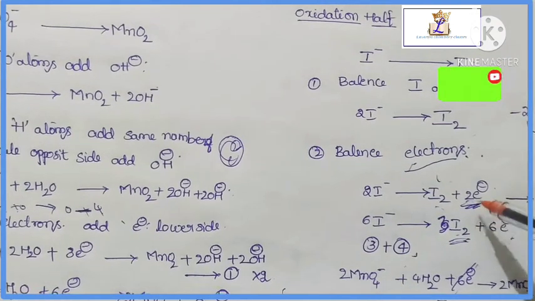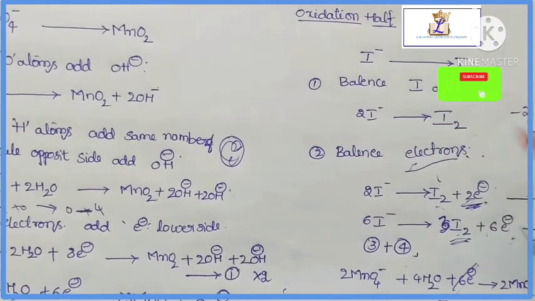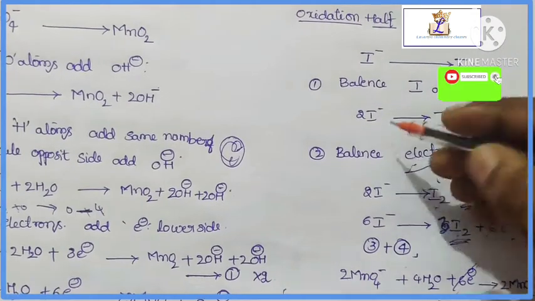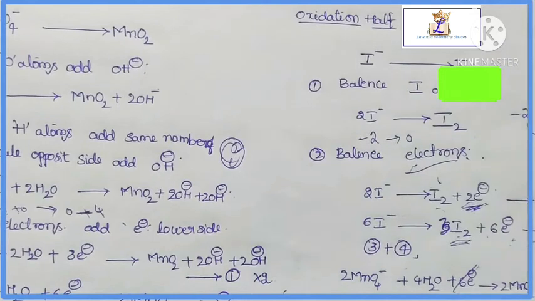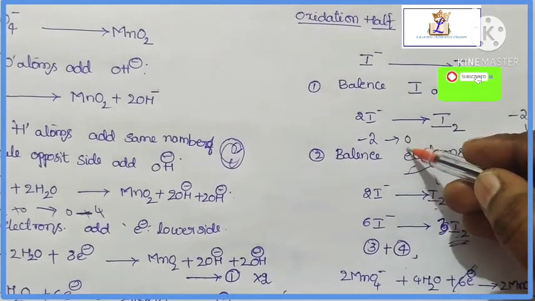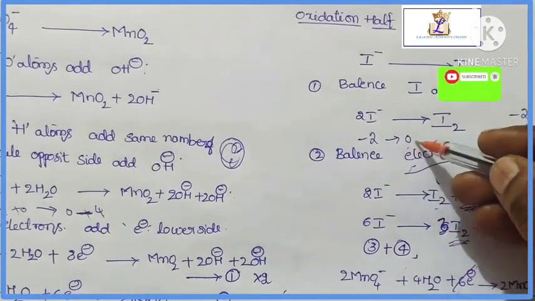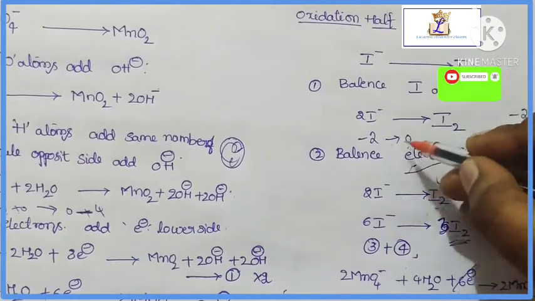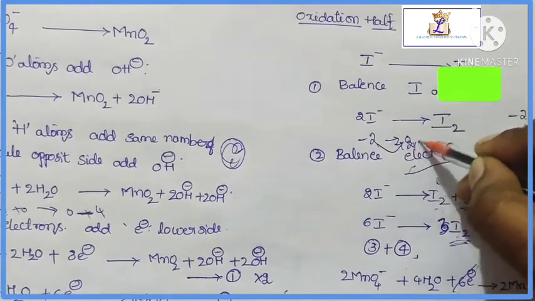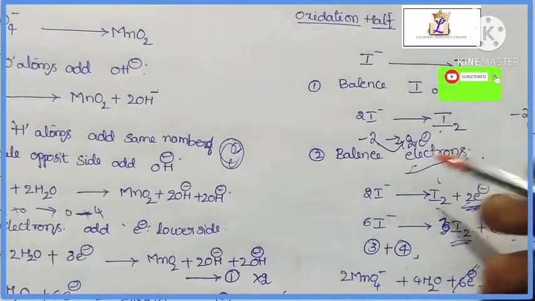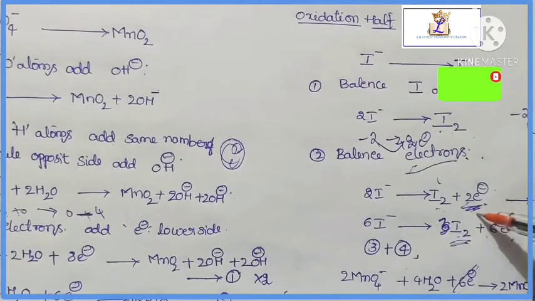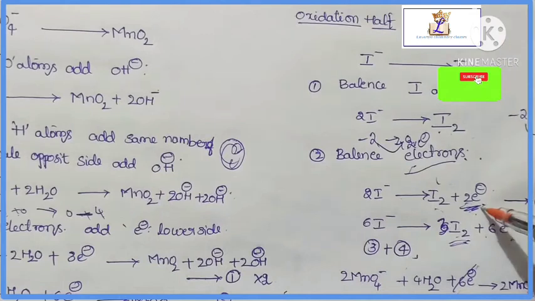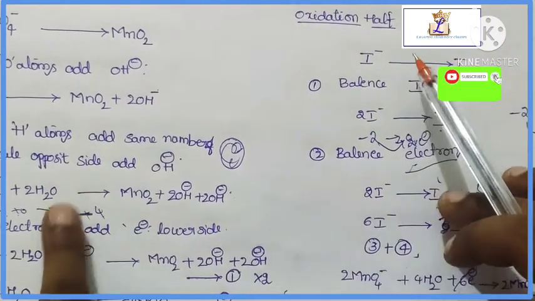Why do we add 2 electrons on this side? On this side the charge is -2, and on this side it is 0. So -2 to 0. Now we balance it by adding 2 electrons on this side. So I2 plus 2 electrons. And then in this equation 2 electrons, in the other equation 3 electrons are present.